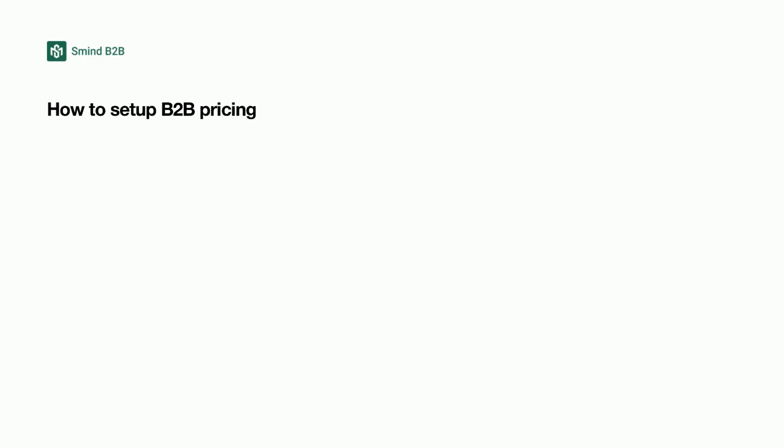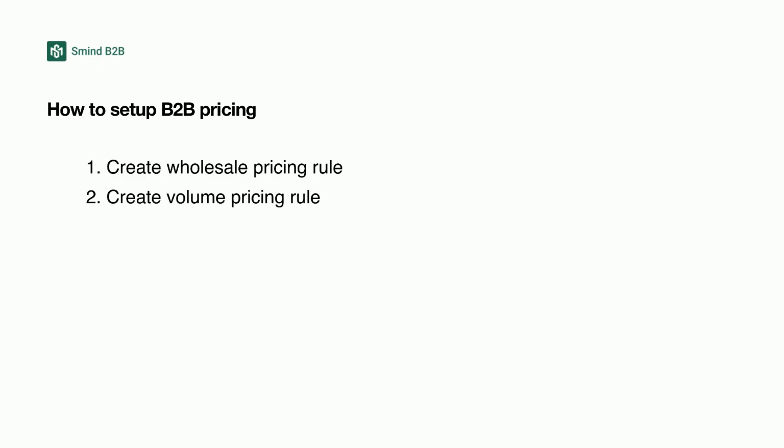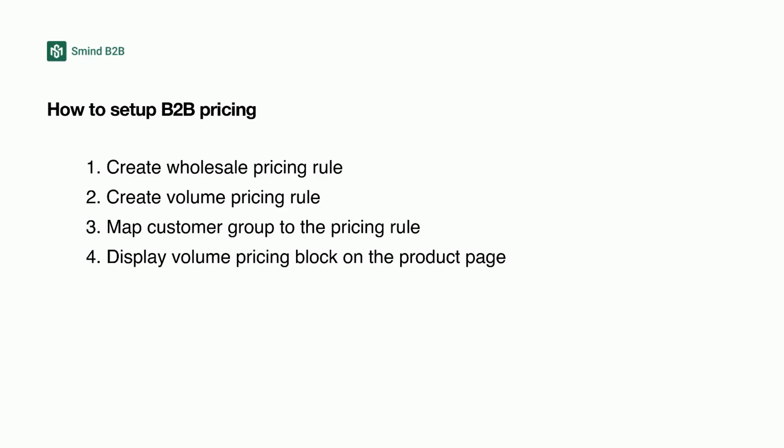Setting up B2B pricing in the app is essentially a 5-step process. First, we create a wholesale pricing rule, then a volume pricing rule. After that, we map our customer groups to those rules, display the pricing block on our product pages, and finally, configure how the discounts and prices actually look on the front end.